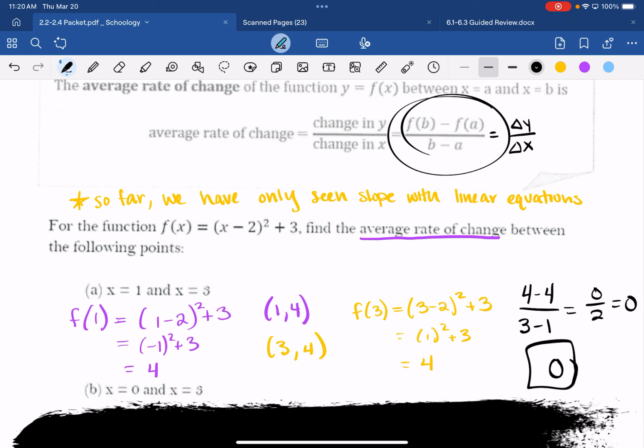Any initial questions after seeing that first one? Okay, try our next one. Same idea, we're using the same equation. Then I'm going to show you what's happening mathematically when we do these.